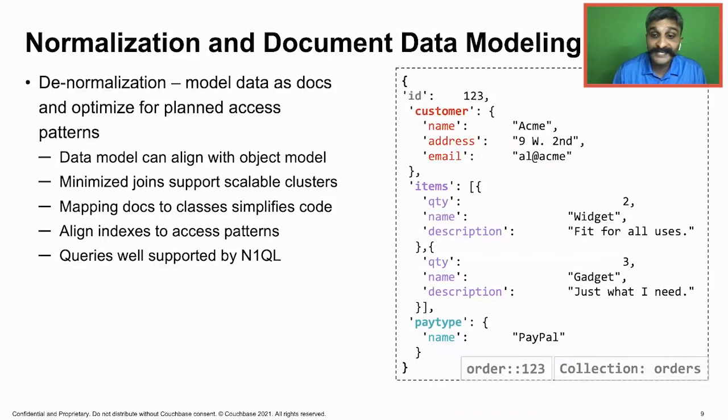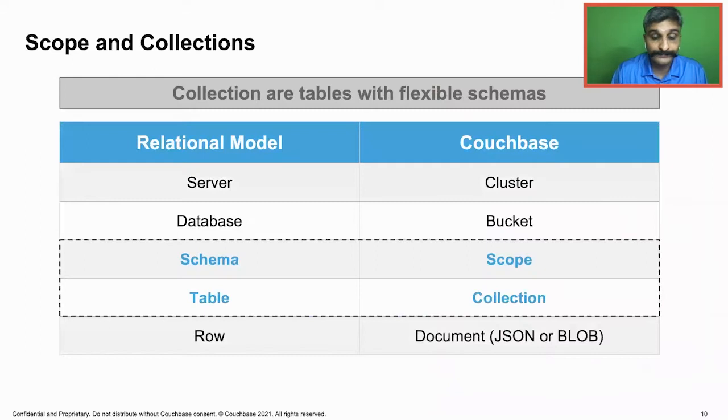So let's talk about scopes and collections, which is new in Couchbase 7.0. If you look at the mind map here, in the relational model, I can say a server is equivalent to a cluster in Couchbase, and a database is equivalent to a bucket. Schema is something like a scope, okay? And your table is a collection. So you'll have multiple documents of the same type in the same collection, like you have that in the table. And each document is kind of a row.